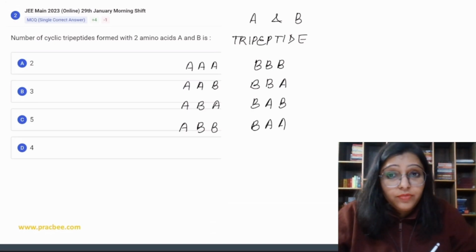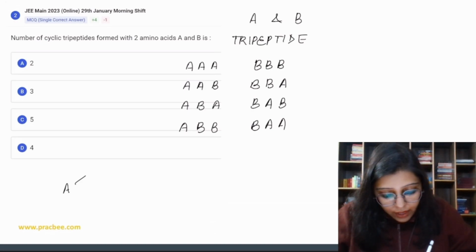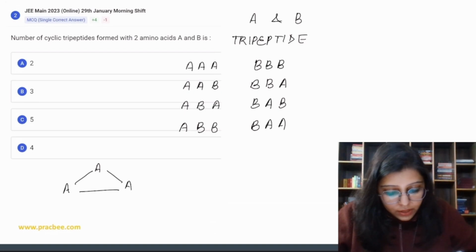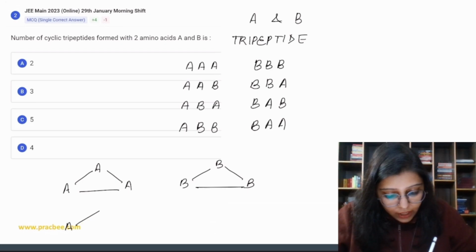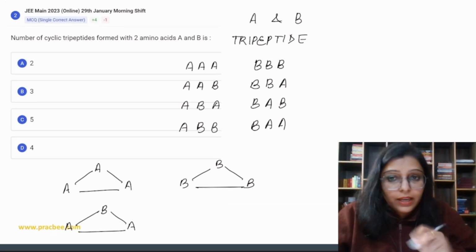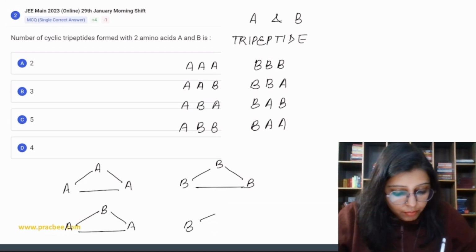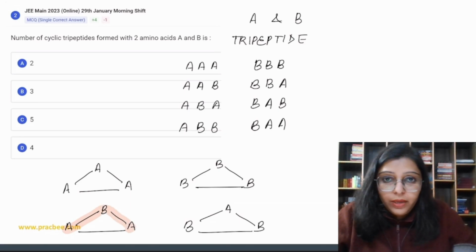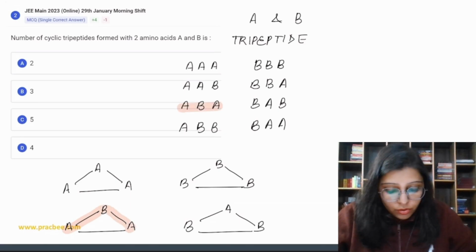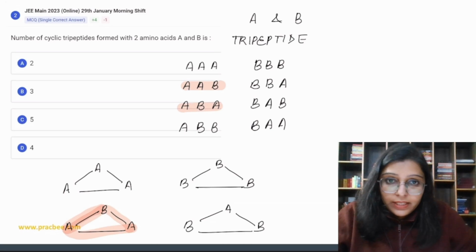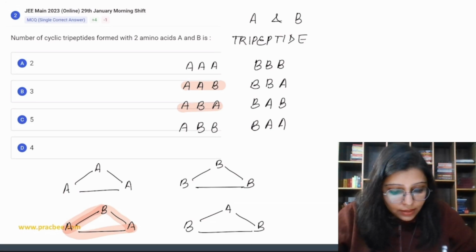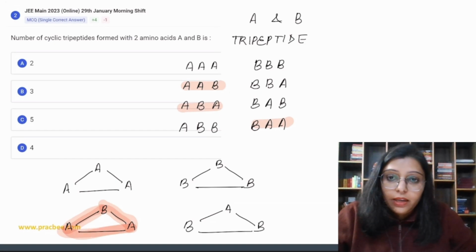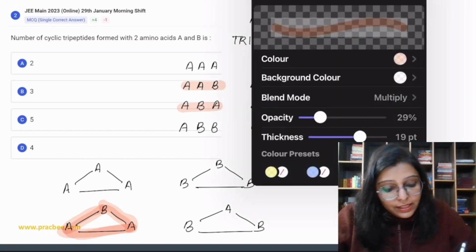But now we have a situation: we have cyclic tripeptides. So we can have AAA, BBB. Now we can have ABA, because the tripeptide is cyclic, so we have to join it like this, and we can have BAB. Now if we say ABA, we can also see it like this, AAB, and we can also see it like this, BAA. Understood? So three amino acids are in the same one.